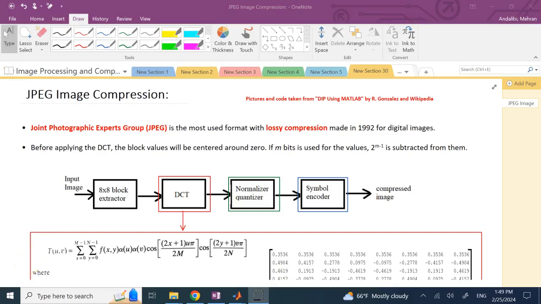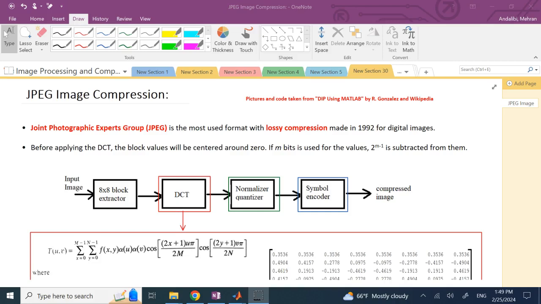Hello everyone. In this video we are going to look at something that you have used and probably are familiar with in a general sense, but maybe you don't know the details of how it is done, and that is a JPEG image. The JPEG image is the most common format in digital images, made in 1992.